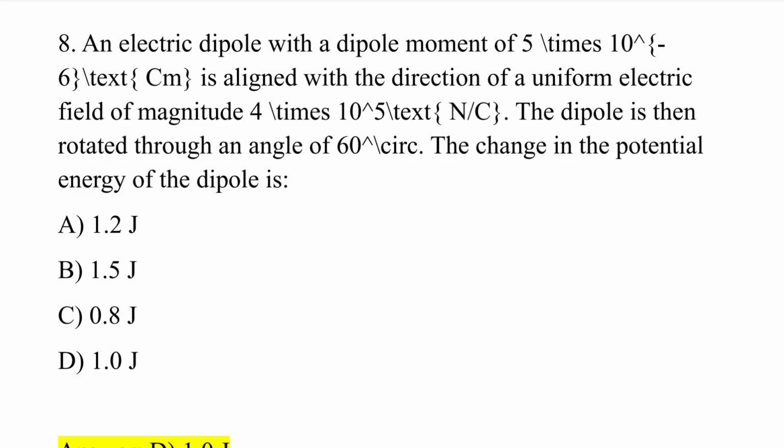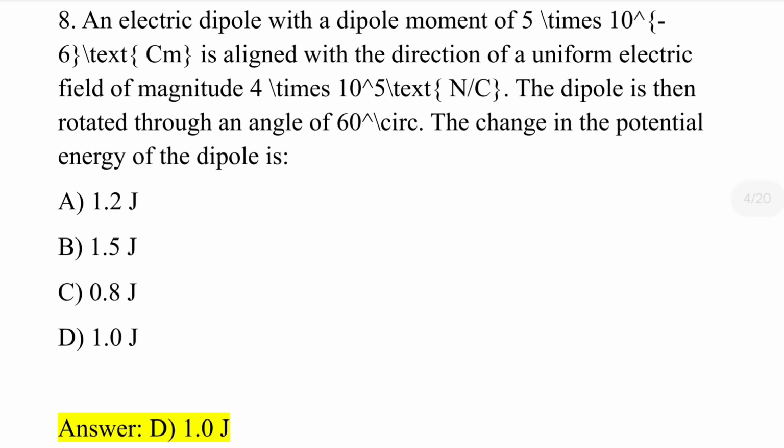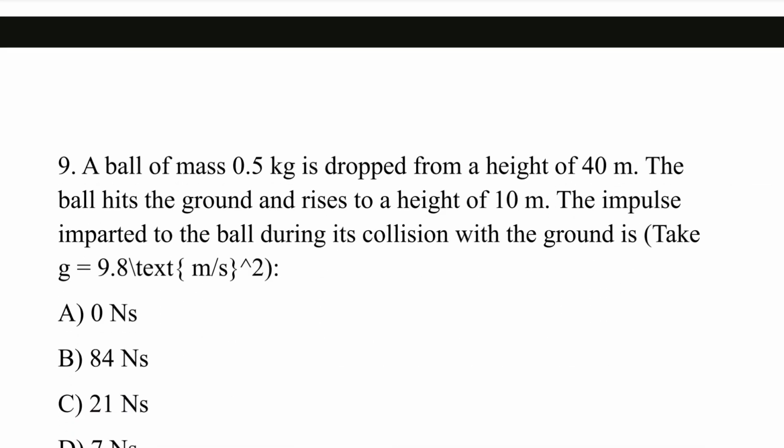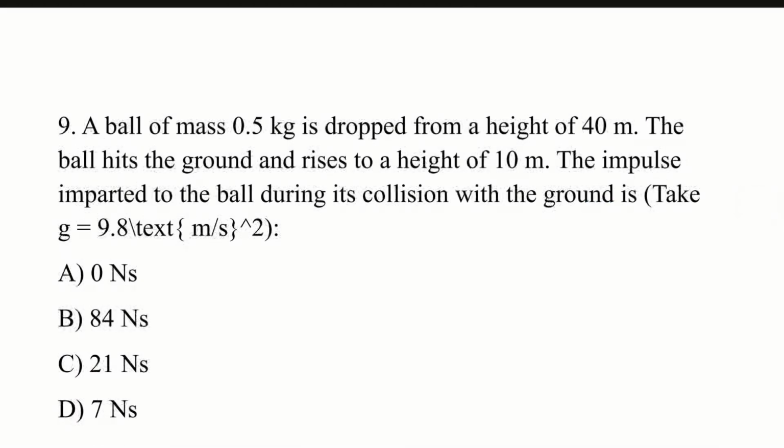The change in the potential energy of the dipole is: option A 1.2, option B 1.5, option C 0.8, option D 1.0. The correct answer is option D 1.0. Next, ninth question. A ball of mass 0.5 kg is dropped from a height of 40 meters. The ball hits the ground and rises to a height of 10 meters.